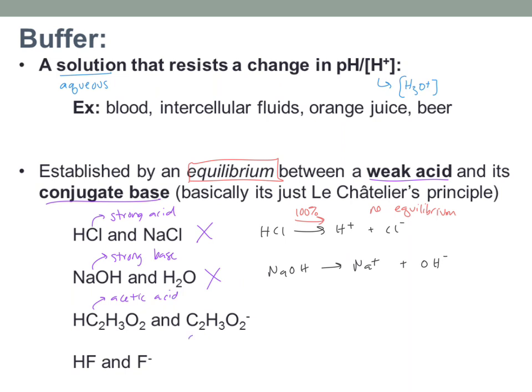But if I take a look at something like acetic acid and acetate, so I've got acetic acid and acetate. Now I do have something that is in equilibrium. So I've got the HC2H3O2, acetic acid, that is in equilibrium with the H plus and C2H3O2 minus. That is a weak acid. Acetic acid is a weak acid, which means that it does not dissociate 100%, that there is an equilibrium here.